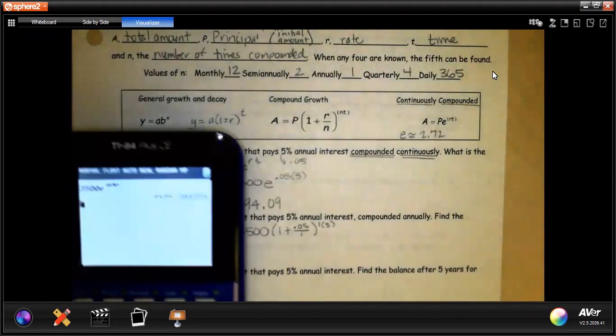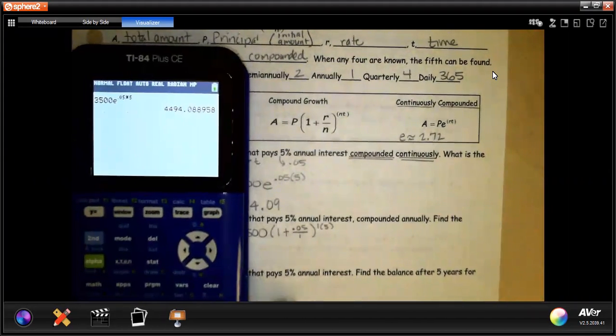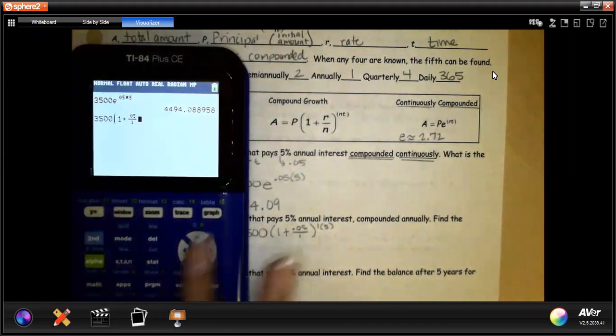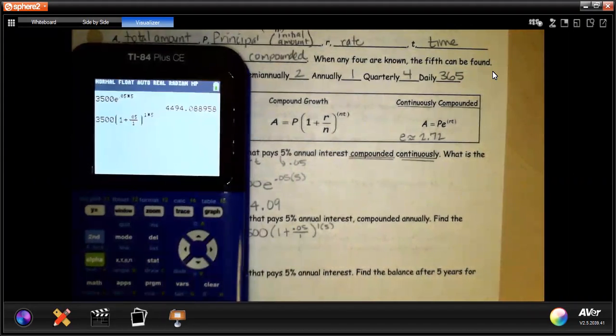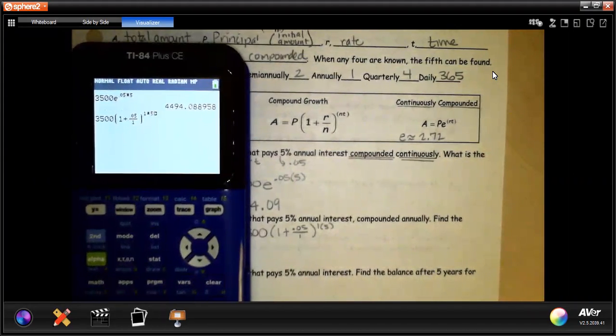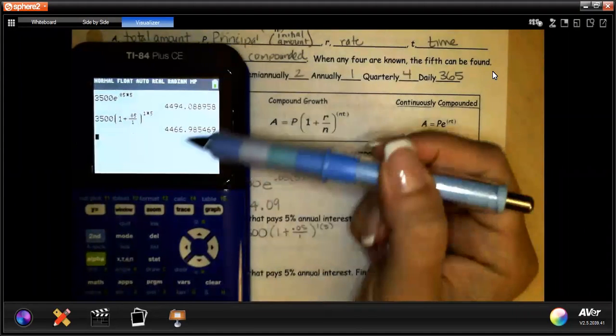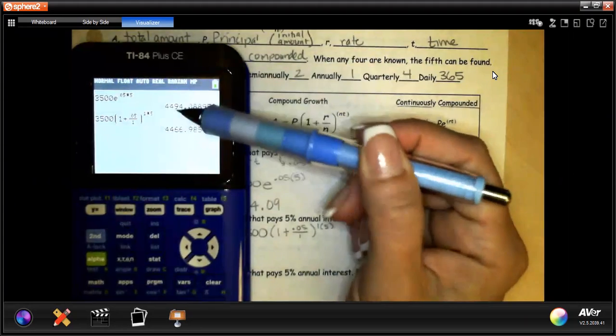We'll go ahead and put this in our calculator now, and you can put it exactly the way you see it. So we hit 3,500, 1 plus. If you do the alpha y equals, that allows you to put it in as a fraction. 0.05 over 1 raised to the 1 times 5. So I put it exactly the way it is on paper so it doesn't mess up any order of operations, and it gives us our value, 4466.98. So you see you made a little bit less by compounding less.